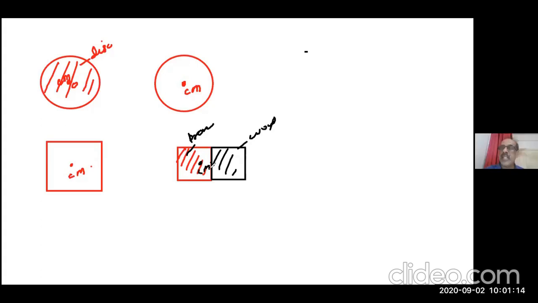For homogeneous, regularly shaped bodies, center of mass is at its geometrical center.